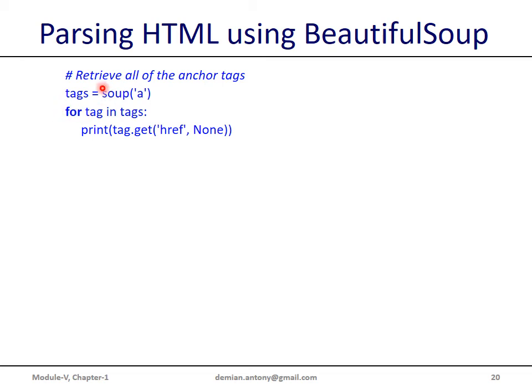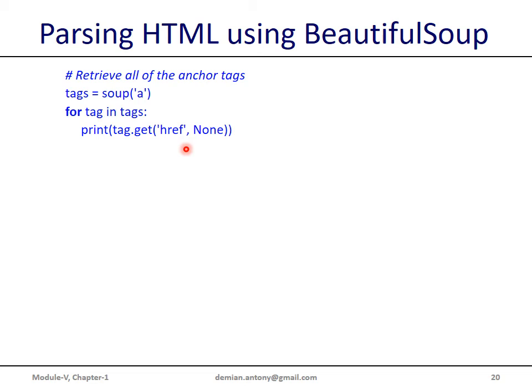And for each tag in the anchor tag list, what we have to do is get the attribute tag.get. Which attribute? href. If that attribute is not present, then you return None. Otherwise, this get will return the value. If there is no value, then it returns null. This is how we can access all the hyperlinks present in a web page.